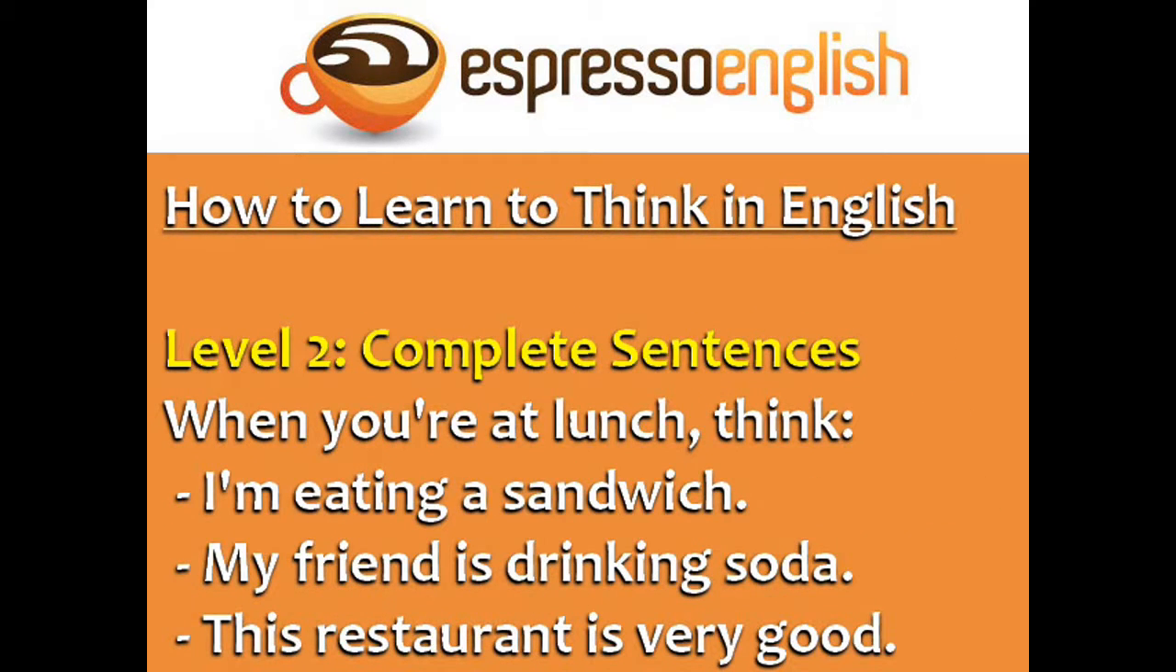Level 2 is thinking in complete English sentences. On this level, you think in complete phrases and sentences during the day. When you're eating lunch, think, "I'm eating a sandwich. My friend is drinking soda. This restaurant is very good."